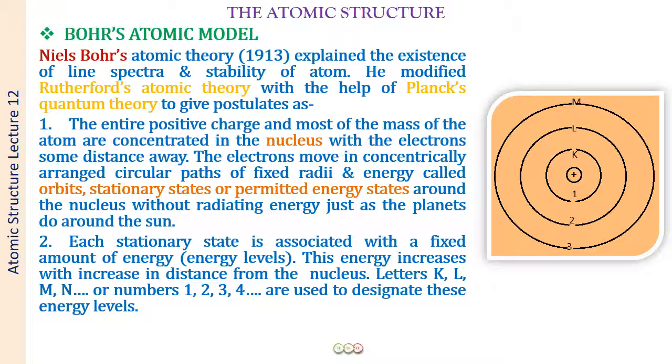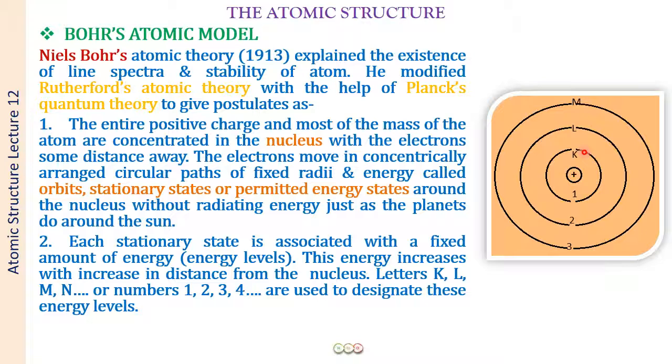So the second postulate is that each energy state is associated with a fixed amount of energy, which is called an energy level. This energy increases with increase in distance from the nucleus. The letters K, L, M, N or numbers 1, 2, 3, 4 are used to designate these energy levels. So these orbits have fixed energy.